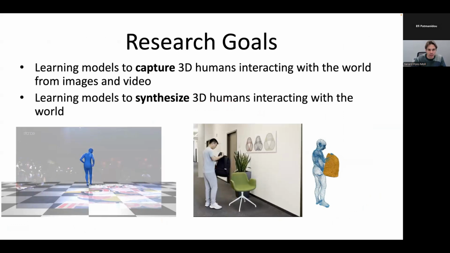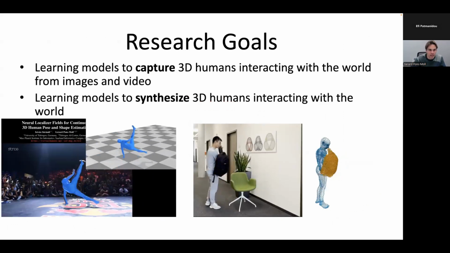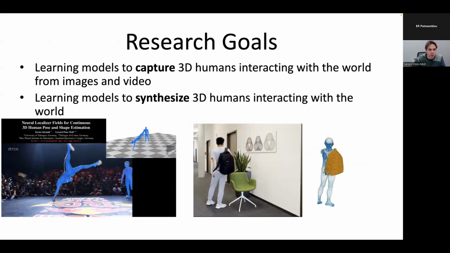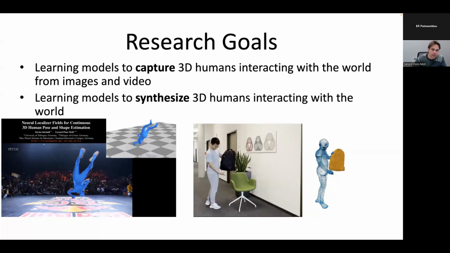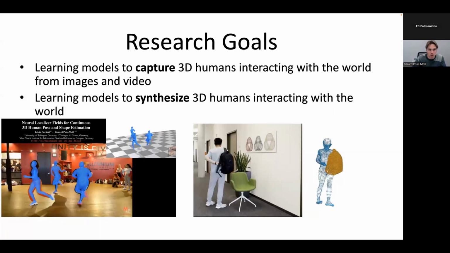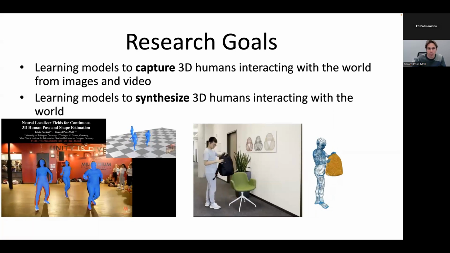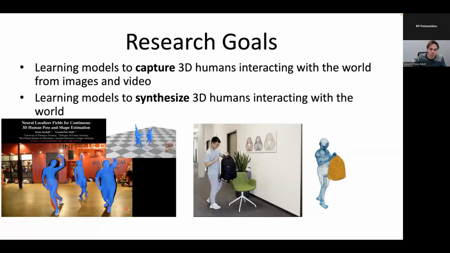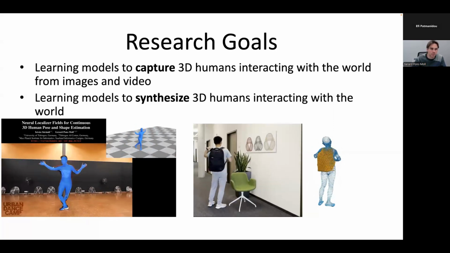In my group, we work at different aspects of the intersection of computer graphics, vision, and learning, as Nico was mentioning. When we look at humans, we look at two aspects of the problem. One aspect is being able to reconstruct 3D motion and 3D shape of people given some observations. These observations might come from single images, from depth, from inertial sensors. And this is what we call the capture process.